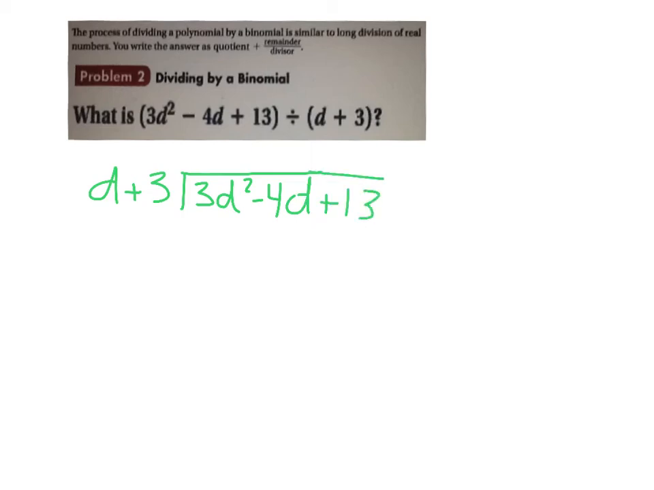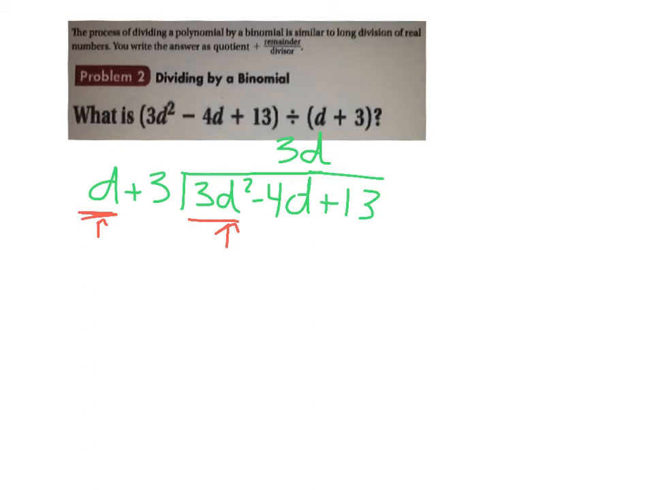Okay, so we're going to start by looking at just this first piece here, 3d squared. You have to ask yourself, what do I need to multiply times this d to give me 3d squared? Well, 3 is what we need for the number, and then if there's 1 d here and 2 d's here, that means I need 1 more d. So we need to multiply that by 3d. Now, when you put your answer in, you have to make sure you line it up. So I'm going to put my 3d above the 4d because that's lined up. Okay?